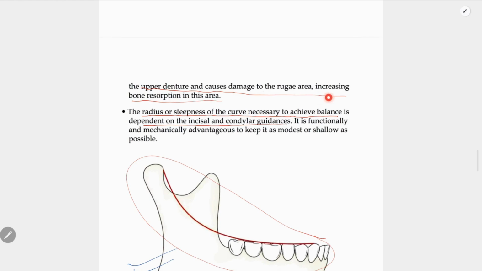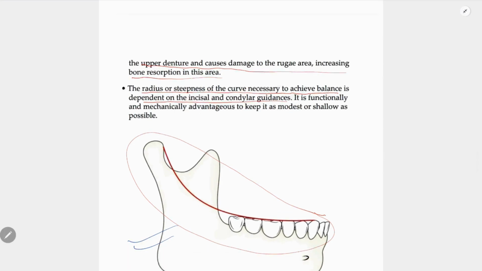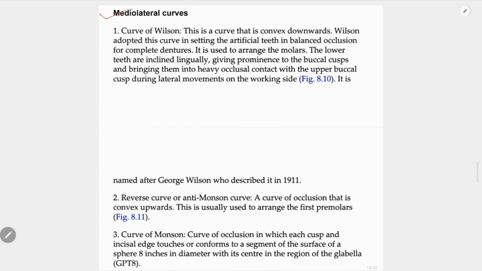That will destabilize the upper denture. Then the radius or the steepness of the curve necessary to achieve balance is dependent on the incisal and the condylar guidances. Next we move to the mediolateral curve.